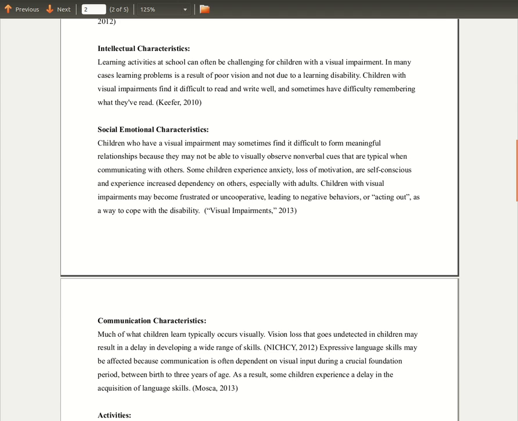Now, in many cases, learning problems are a result of poor vision and not really due to a learning disability. So that's in a lot of cases. Now, that's not to say that every case is exactly like that. There are sometimes other learning disabilities at play, but many times poor vision is the cause of poor grades or a dislike for school.